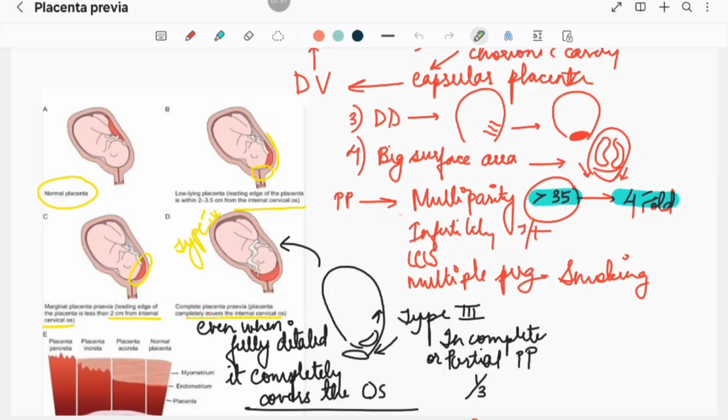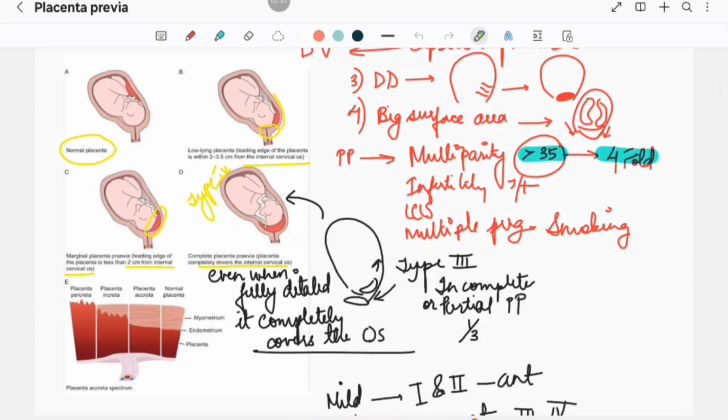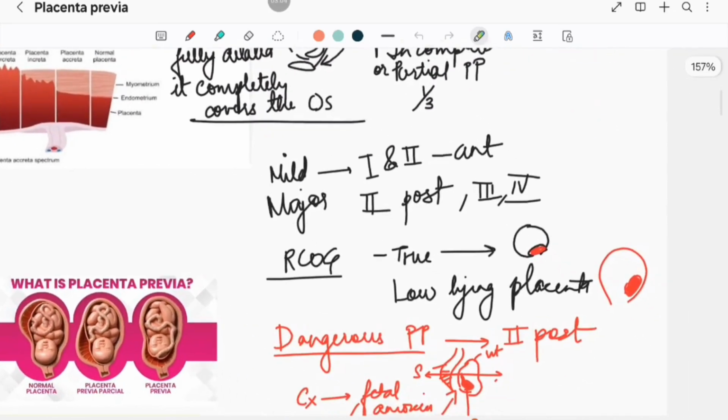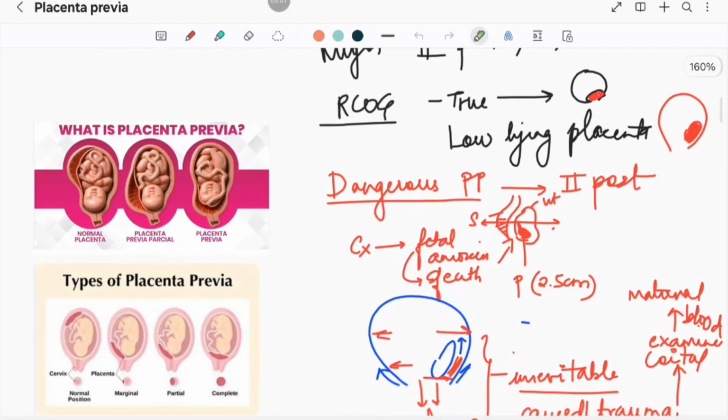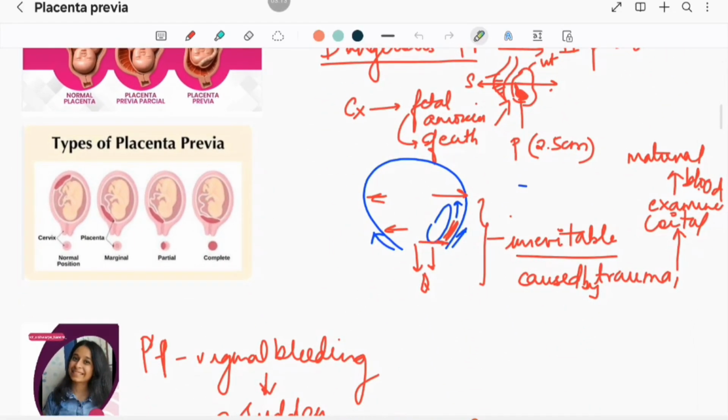The risk factors are multiparity, multiple pregnancy, smoking, LSCS, and infertility. Then the types: type 1 is low lying, where the leading edge of the placenta is within 2 to 3.5 centimeter. Type 3 is incomplete or partial, where even when fully dilated it does not completely cover the internal os, whereas in type 4 it completely covers the internal os even when dilated. Then there is a dangerous type, which is type 2 posterior. It causes fetal anoxia or even death of the fetus.